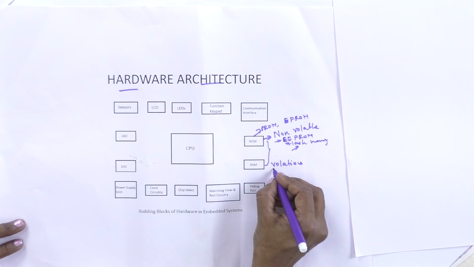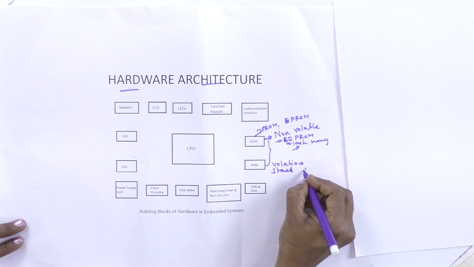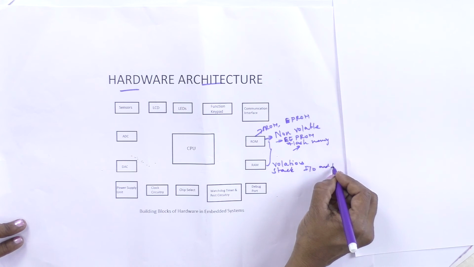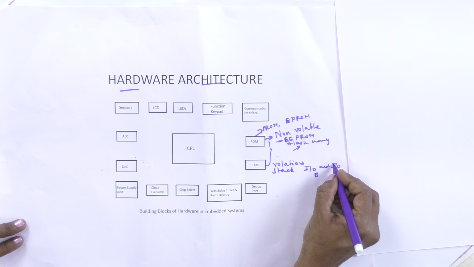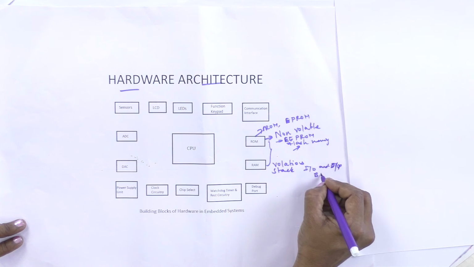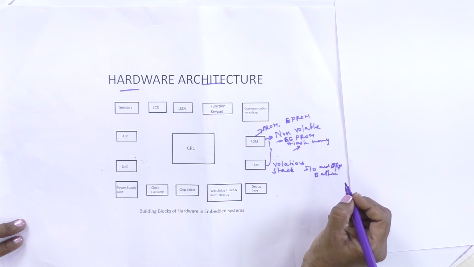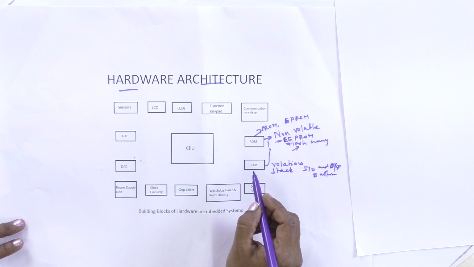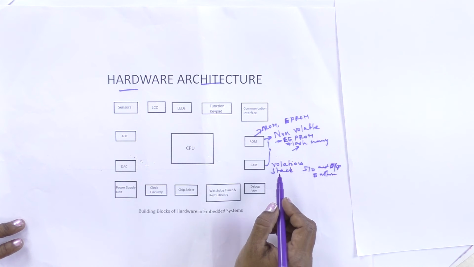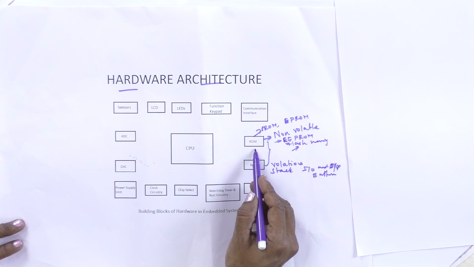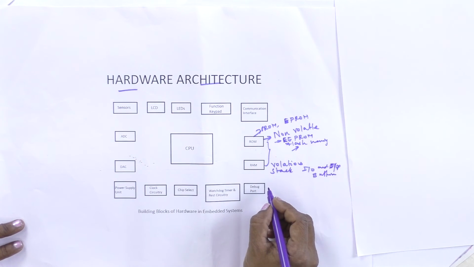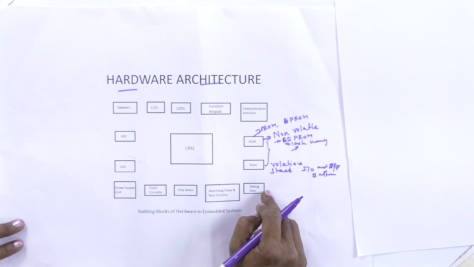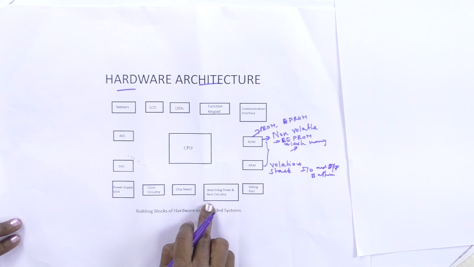It holds the stack, input and output, and buffer data, so all the data handling is done by the RAM. The permanent data is handled by your ROM. The debugging port is used for debug operation. Next is the watchdog timer.